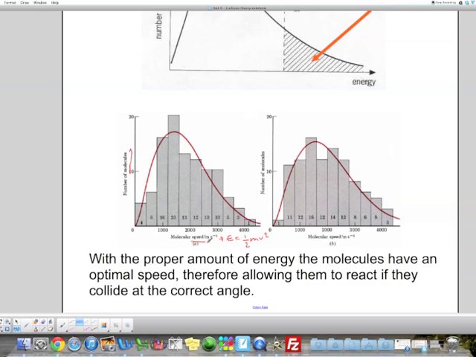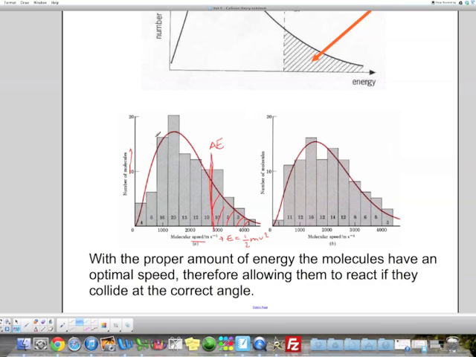So the higher the speed, the higher the energy they have, and the higher the energy, the more likely they will react. So these over here, let's say, are more likely to react than these over here. We could say, for example, that this threshold, this energy barrier here, is basically the equivalent of the activation energy.